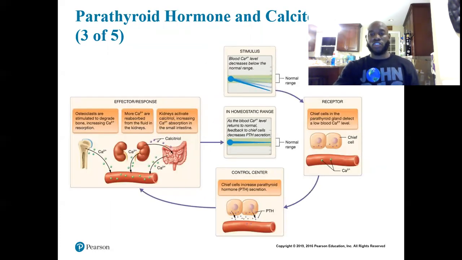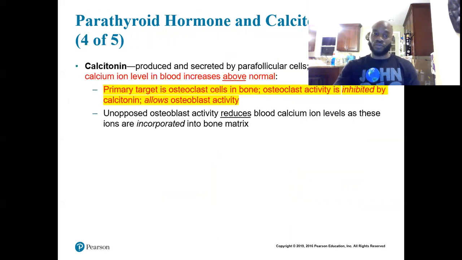And so that's just showing you that whole diagram there. So just start seeing this trend in this formula. Stimulus: something gets out of the homeostatic range, then receptor, control center, effector response, and then basically it circles back. Once we get back into our homeostatic range, then we stop creating the hormone.